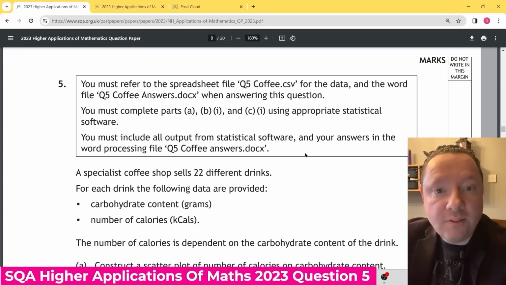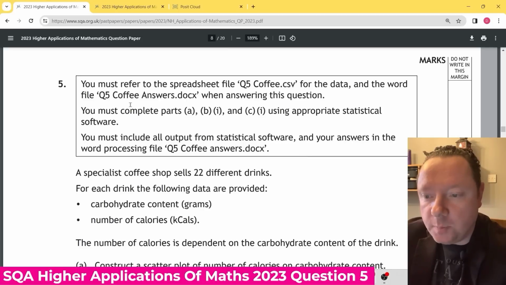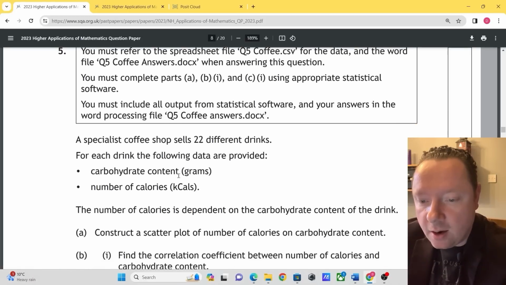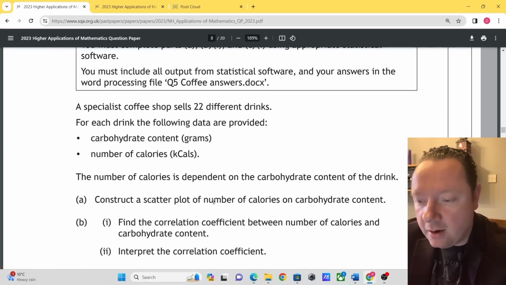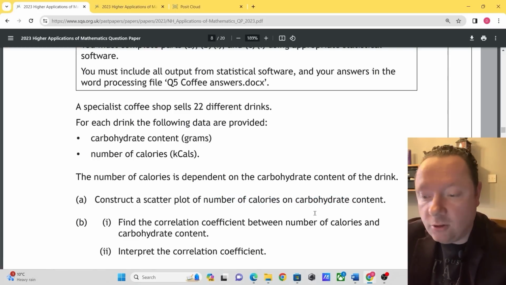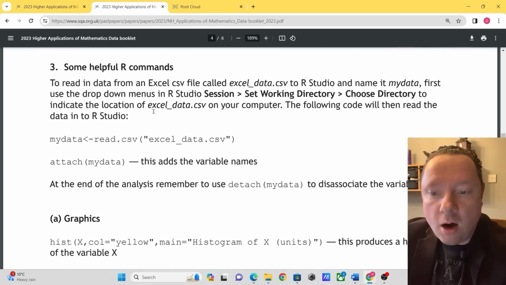Down here for Clear Maths, SQA Higher Application of Maths, 2023, question 5. This is the spreadsheet file Q5 Coffee, where you have to construct a scatter plot of number of calories on carbohydrate content. So number of calories is the Y, carbohydrate content is the X. I usually use RStudio, I'm presuming you do too, and the data booklet is going to be handy for this. So let's go to the data booklet now. There is a data booklet for helpful R commands.